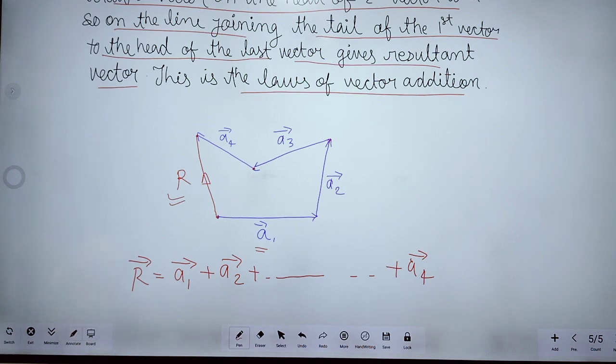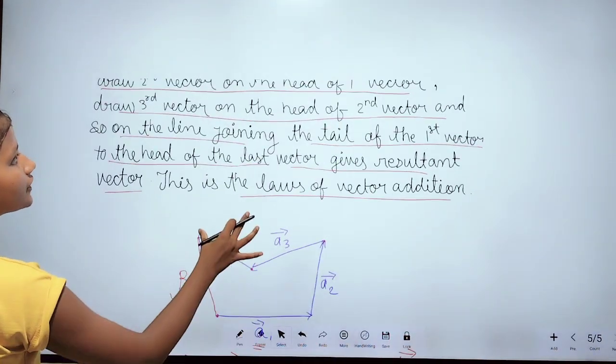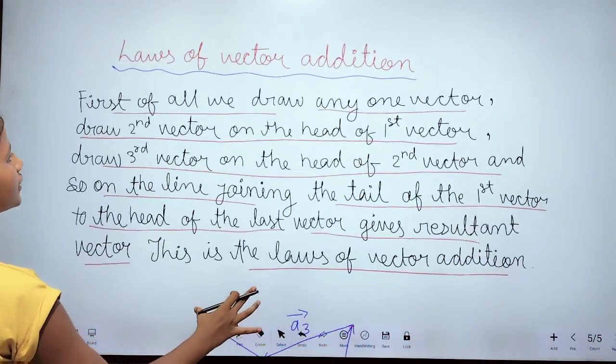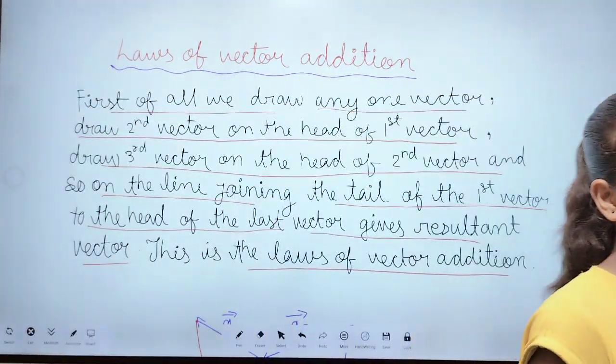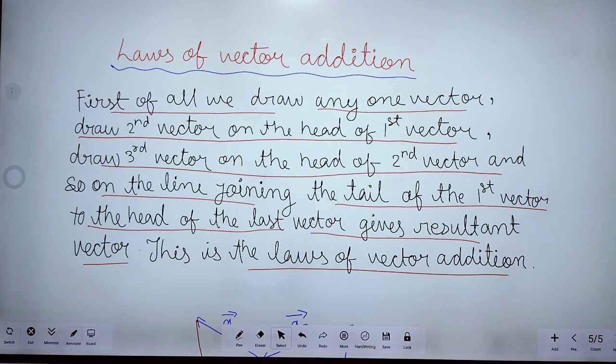First of all, we have to draw one vector, any one vector. After that, draw the second vector on the head of the first vector, draw the third vector on the head of the second vector, and so on. The line joining the tail of the first vector to the head of the last vector gives the resultant vector. Okay.